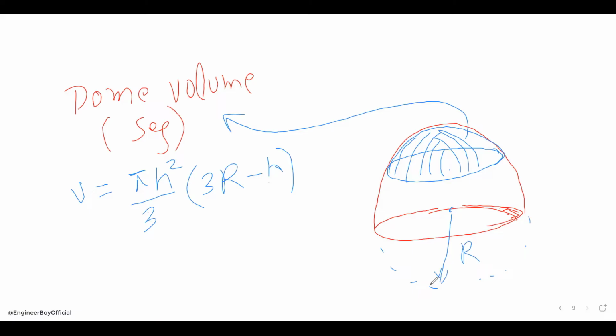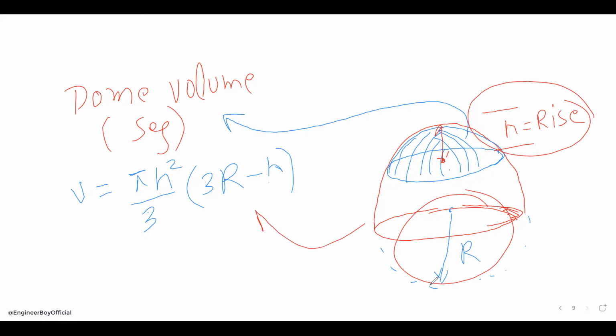Now h is the height of the same dome. Let me change the color to red. This is from the center till the top, which is the rise of the dome. And this is h, the rise. This is simple, and pi is pi. So you have to put only these two parameters in order to have the volume of a segmental dome. Is it clear?